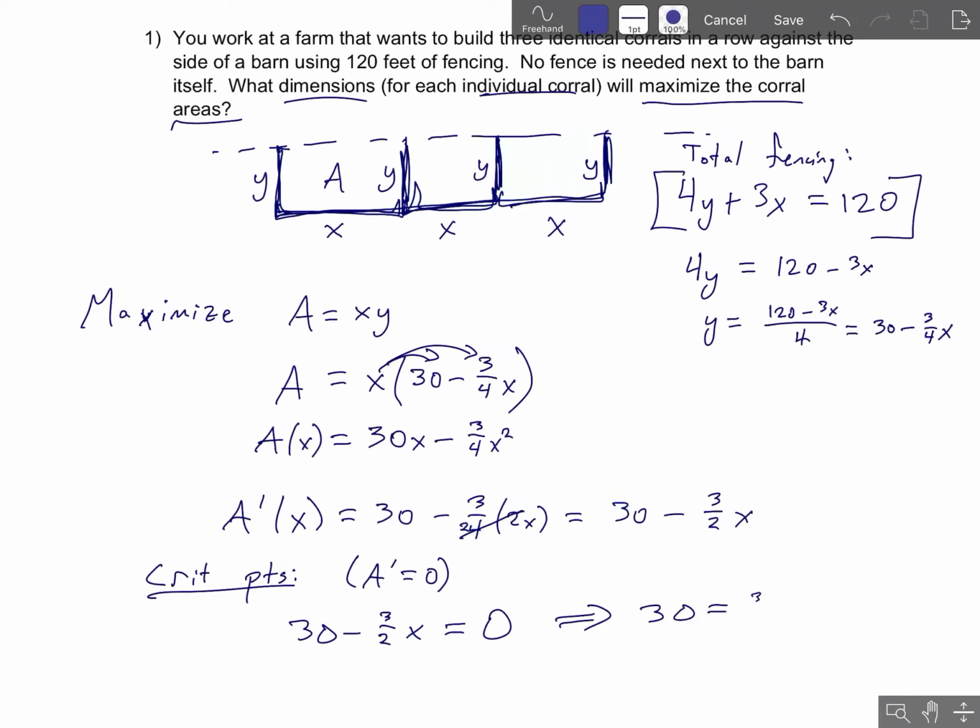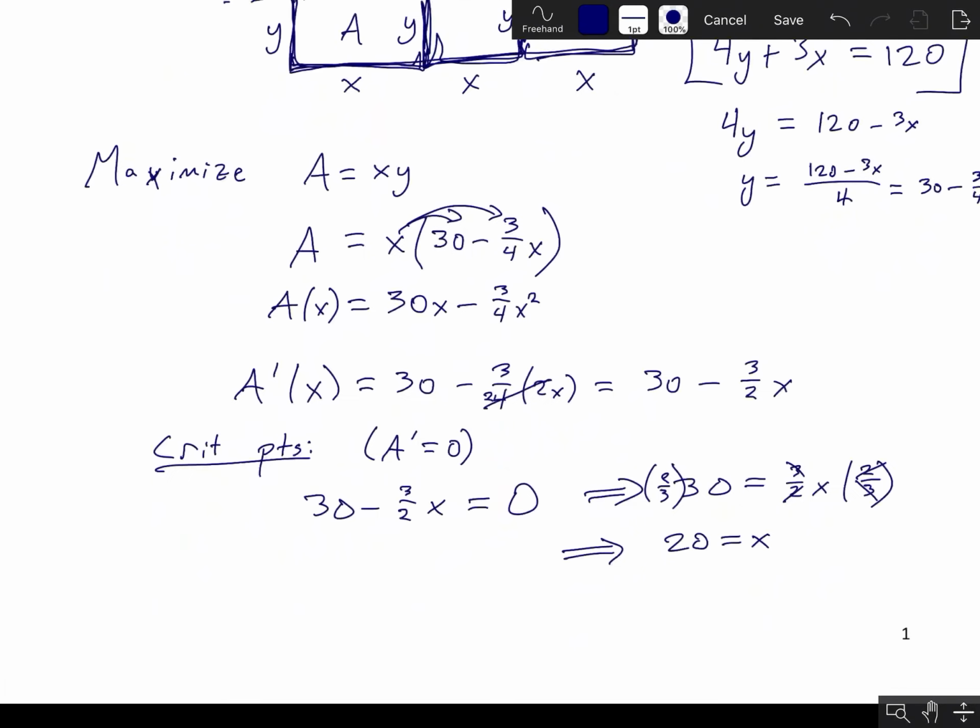So in this case, because this is just a linear equation, I can rearrange to solve for x. So I'll get 30 is equal to 3/2 x. And now if I multiply on both sides by 2/3, then on this side the 3's cancel and the 2's cancel, so I just get x. And on the left side, I'll get 2/3 of 30, which is 20. So I get 20 is equal to x. Now, in this case, our only critical point is just 20. So we have a pretty good idea that this is going to be the local max.